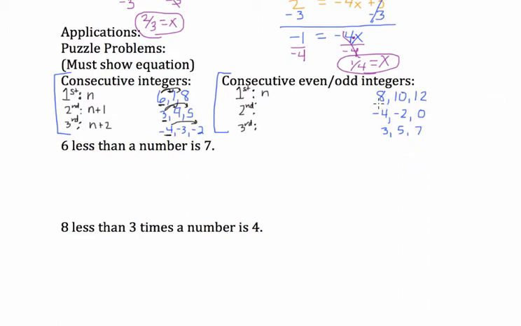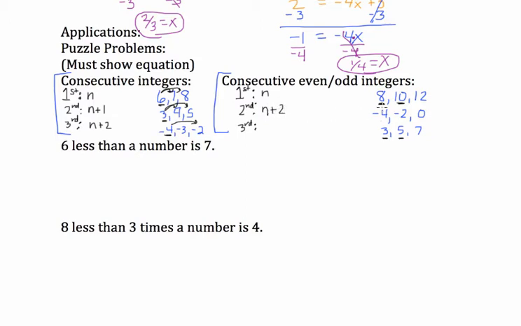Now think about the relationship. If the first one is 8, how does that relate to the second one? If the first one is 3, how does that relate to the second one? You're adding 2 on, right? To get from the first even integer to the second even integer. So the second number is going to have the name n plus 2.